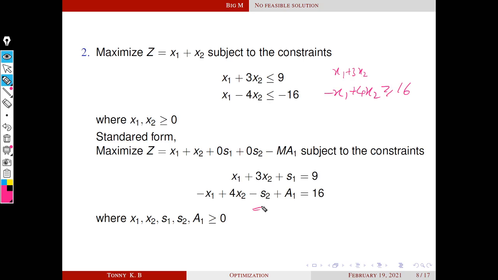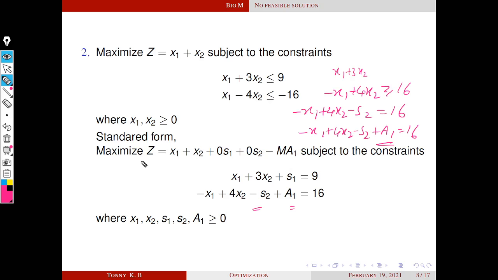Okay, to construct an initial basic solution, we have to introduce an artificial variable. You got it? So the step-by-step procedure is like this: minus x1 plus 4x2 minus s2 equal to 16. To make an equation, we introduce a surplus variable. Okay, then to get an initial basic solution, we have to introduce a positive variable like this. That's why this is minus x1 plus 4x2 minus s2 plus a1 equal to 16. These types of variables are called artificial variables. Okay, its cost should be minus M.